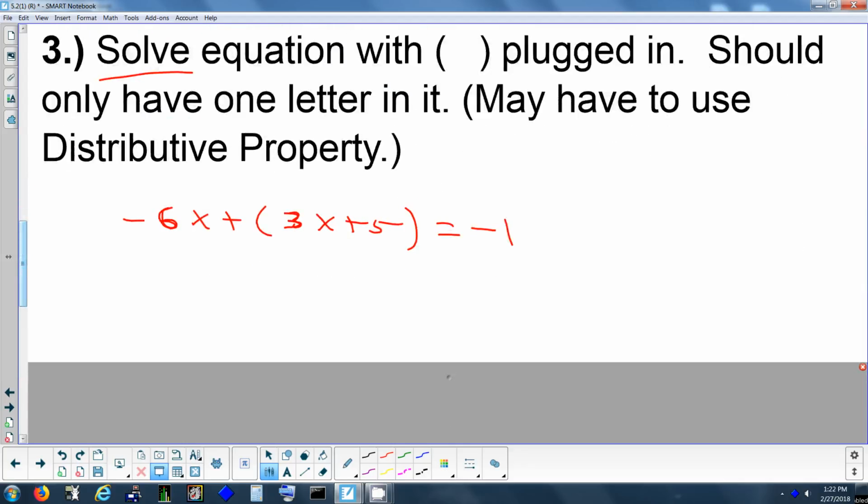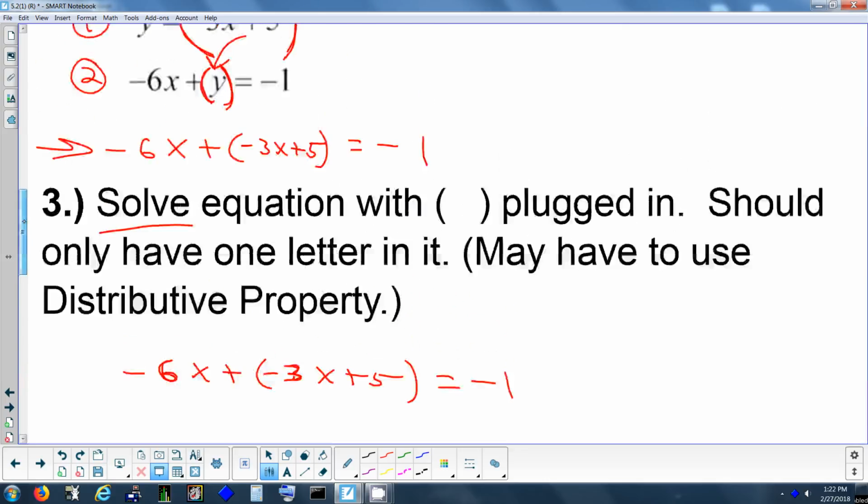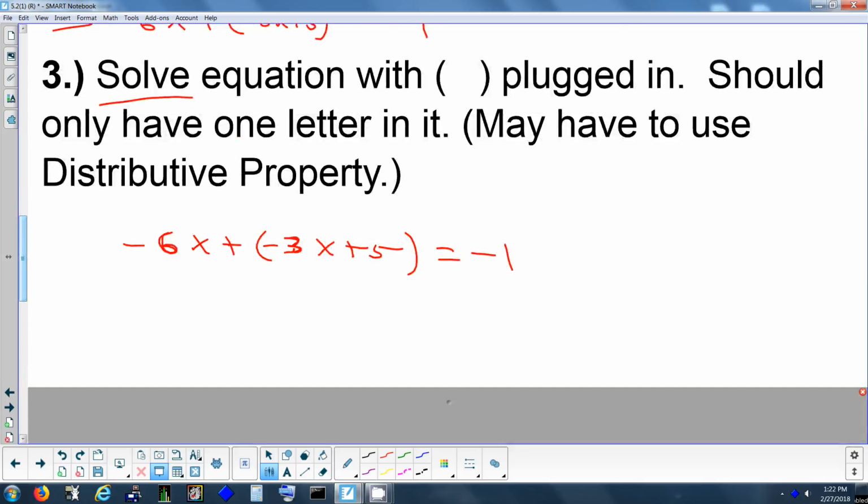Yeah. What's negative 6x plus 3x? Oh, I thought that was negative 3x. Well, you would subtract, so it'd be... You're right. It should be a negative. Thank you. Then you put them together, so it'd be 9x. Careful. Negative 9x. So negative 6x plus negative 3x is negative 9x.